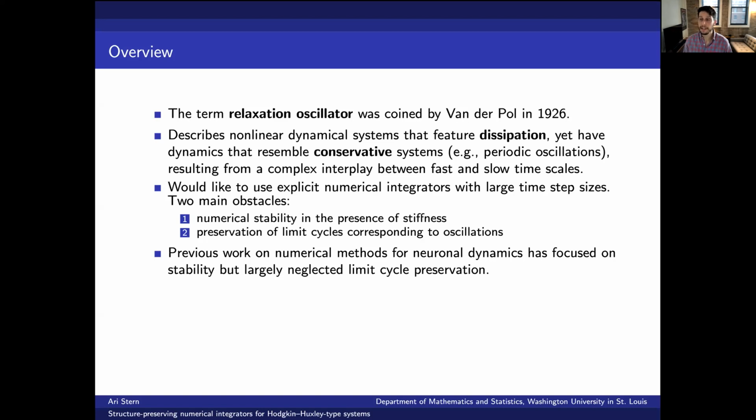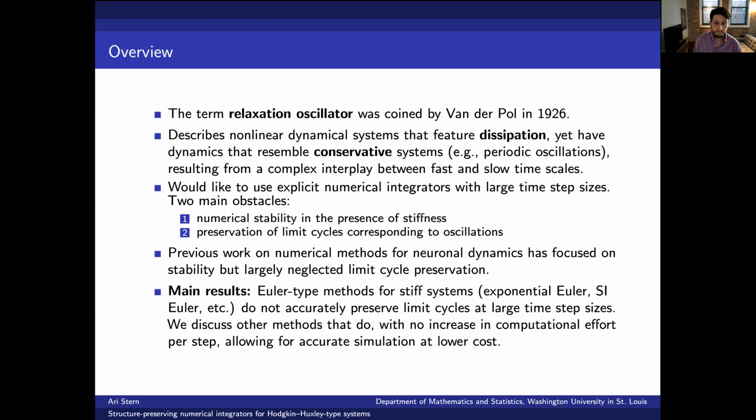So in practice, they really do require time steps that are much smaller than their stability criteria would indicate. All right, so the results that we show are that what we call Euler-type methods, which are methods similar to Euler's method itself, as well as some stabilized exponential and semi-implicit versions of Euler's method, even if they're stable, do not accurately preserve these limit cycles at large time step sizes.